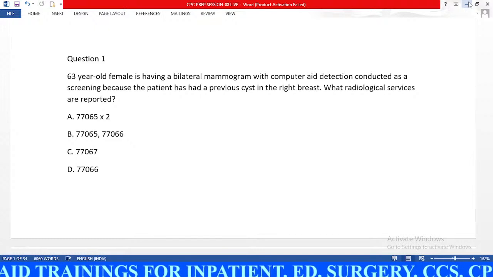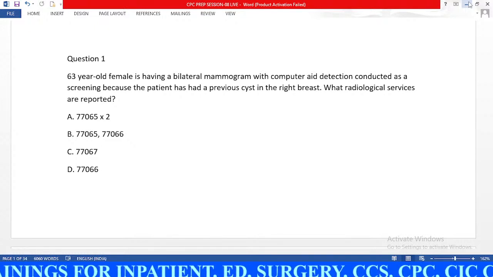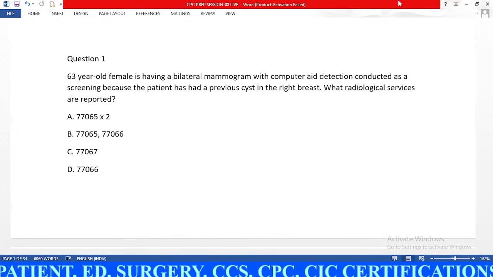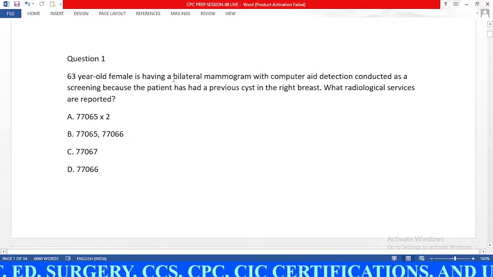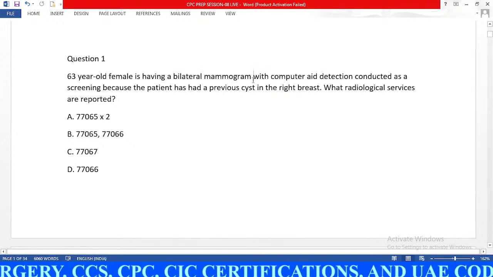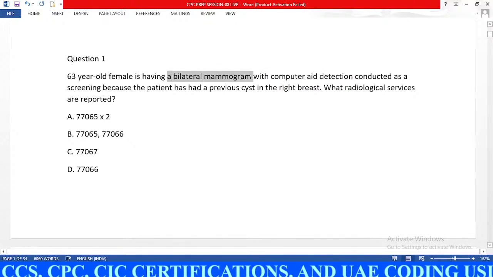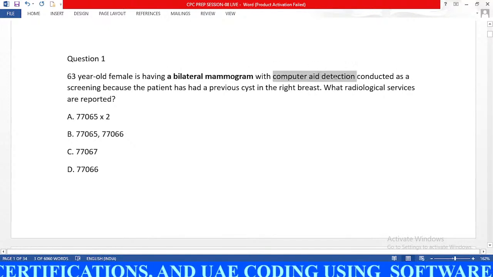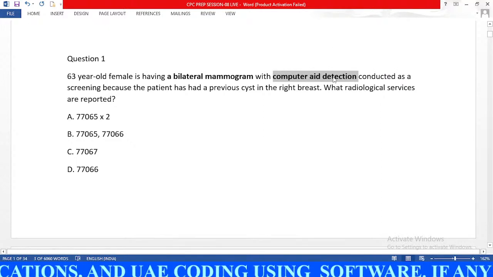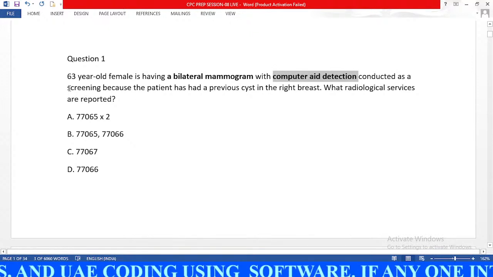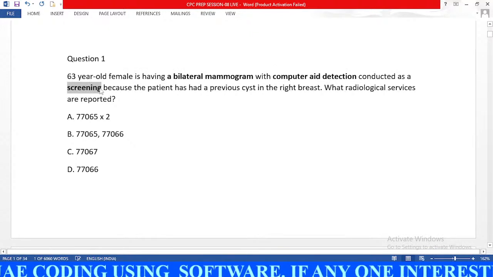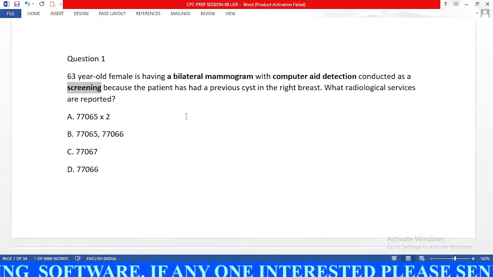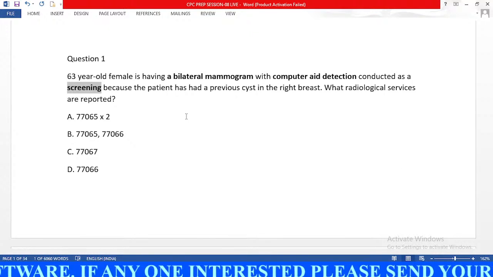Basically, what happened here? We need to check the keywords here. First one is laterality. This is one keyword. And mammogram is also one keyword. Next, computer aid detection is also one keyword. Why? Because our CPT radiology codes depend on these keywords. Conducted as a screening. So screening is also one keyword. So these all are the keywords. As soon as we see the question, we need to first identify the keywords. Then only we can write the answer. So we will check one by one.